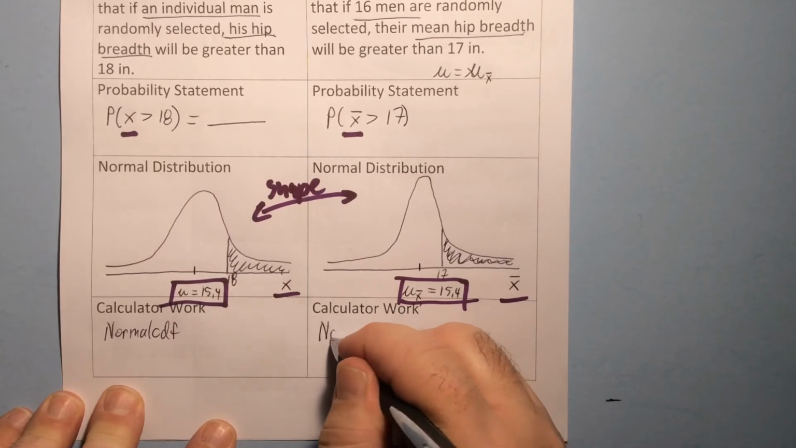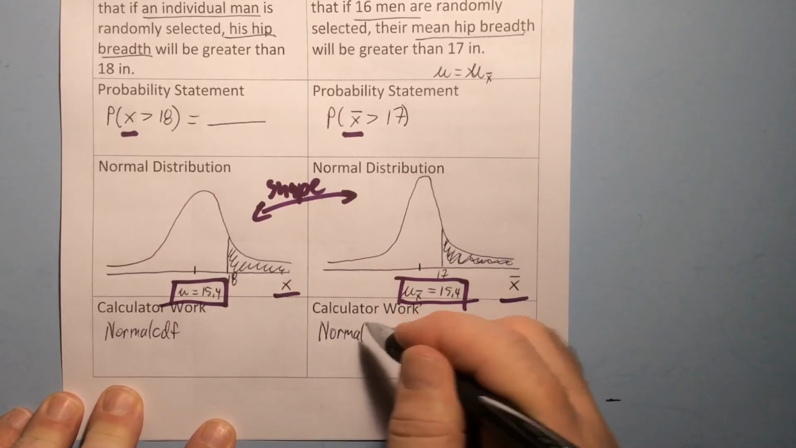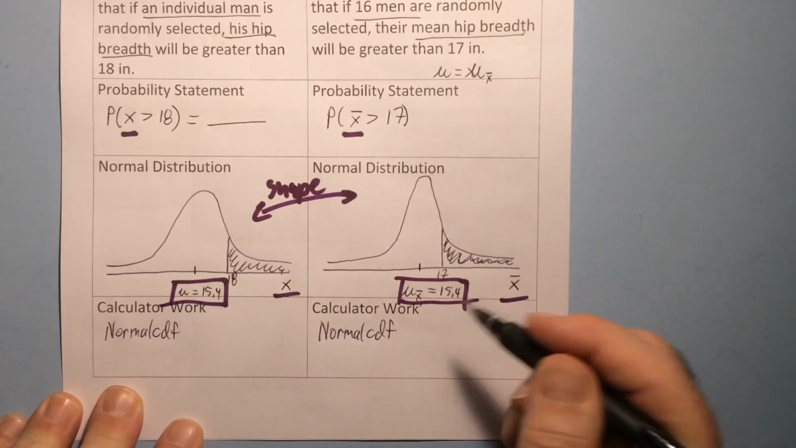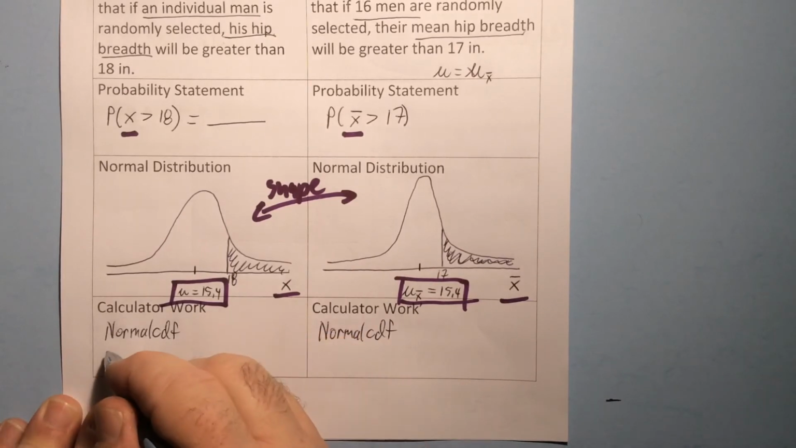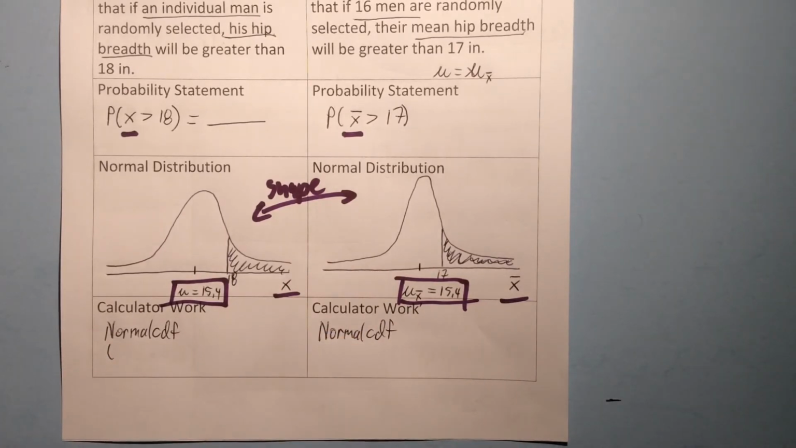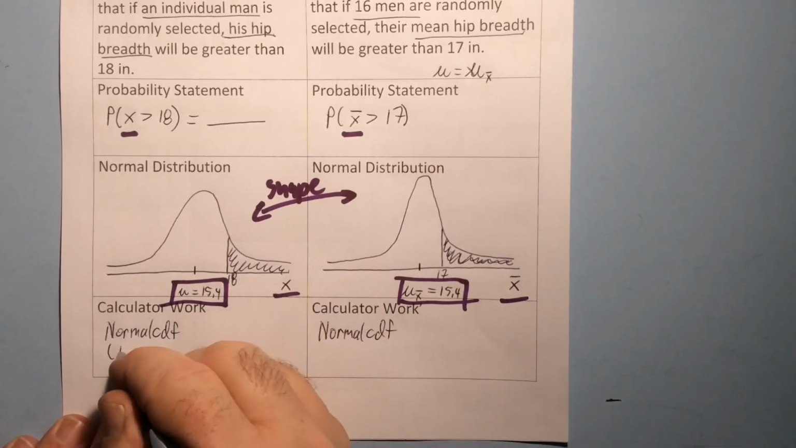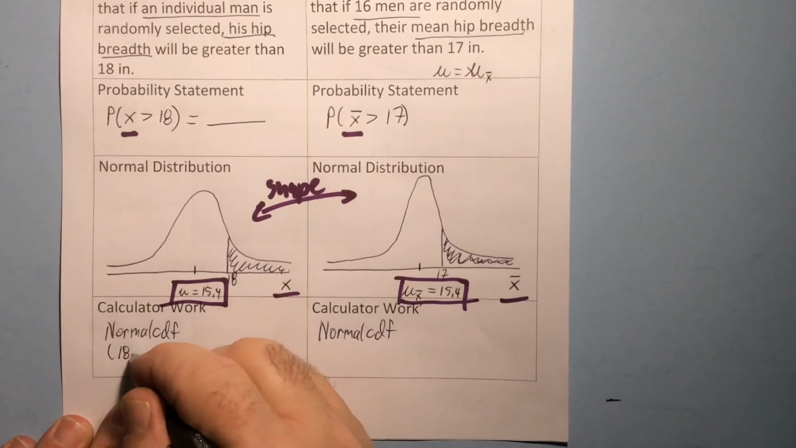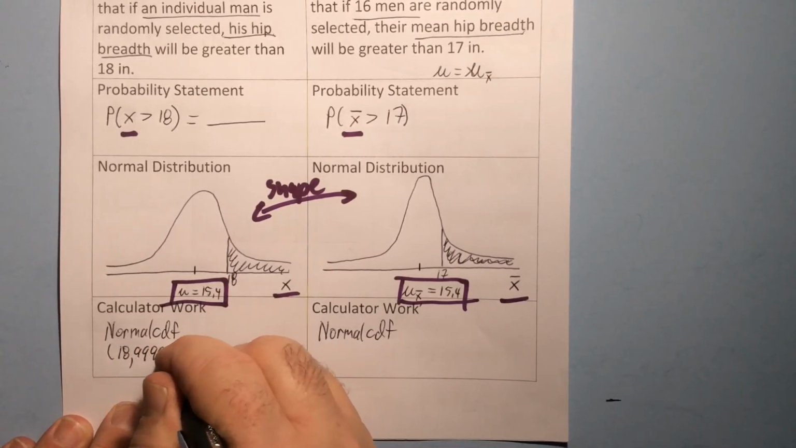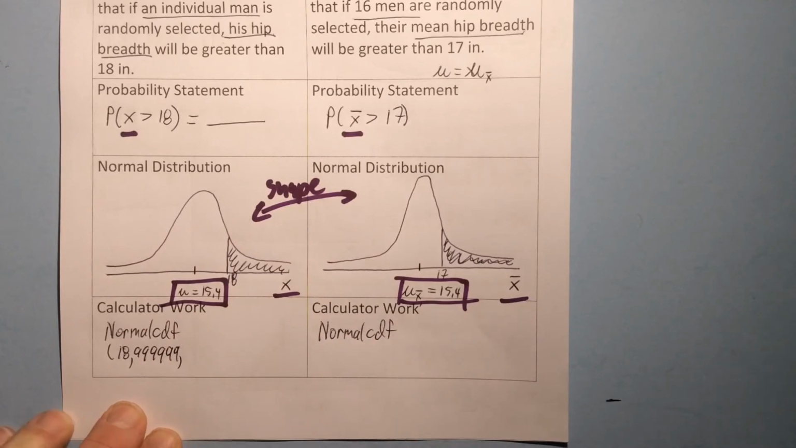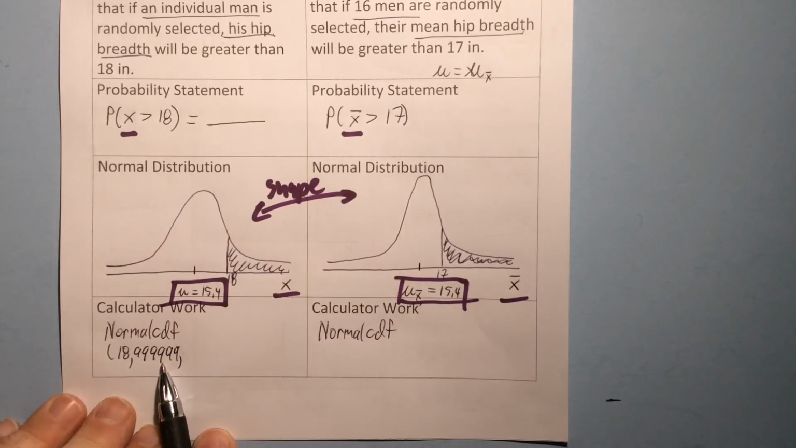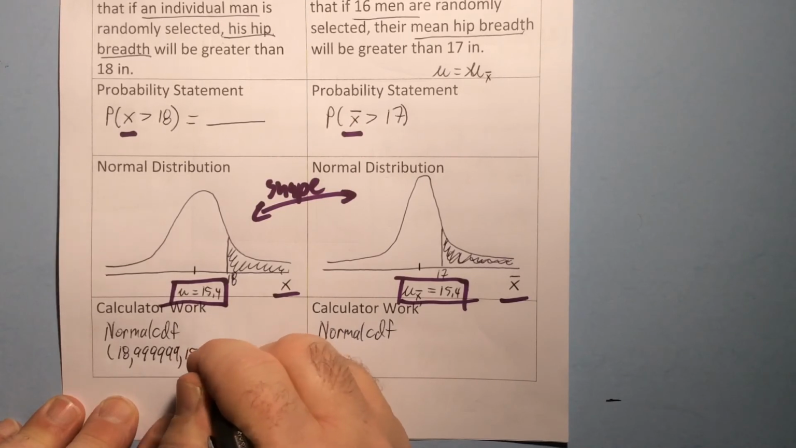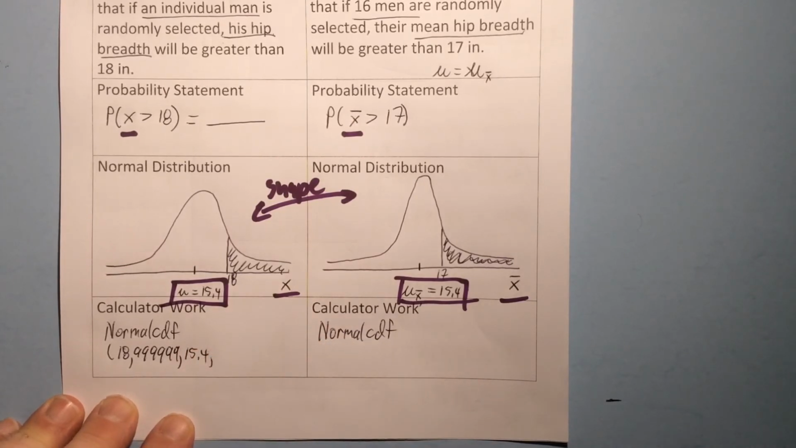This will also be the normal CDF. I'll write the information on here. The left bound for this is going to be 18. The right bound will be 99999, and again, you may use whatever right bound you want as long as it works. The mean for this will be 15.4, and then the standard deviation will be 1.1.